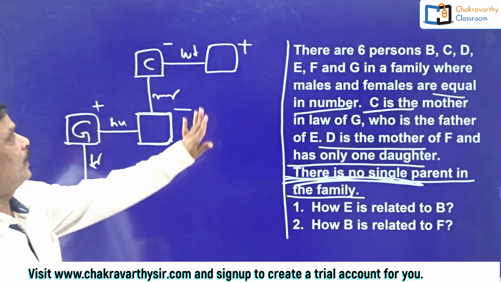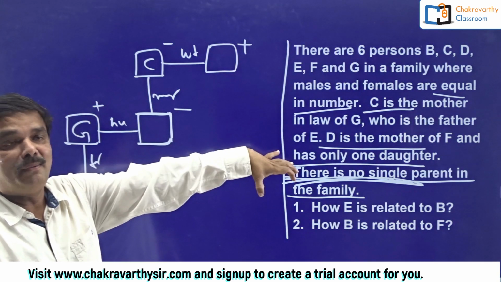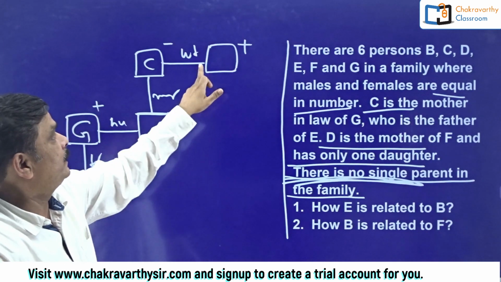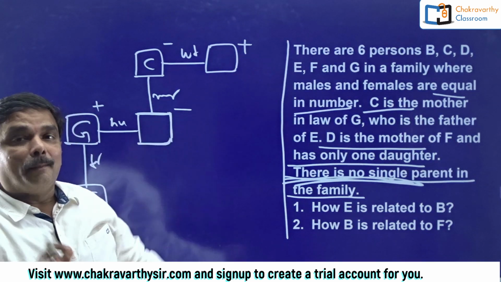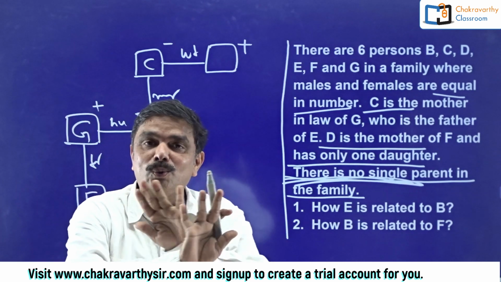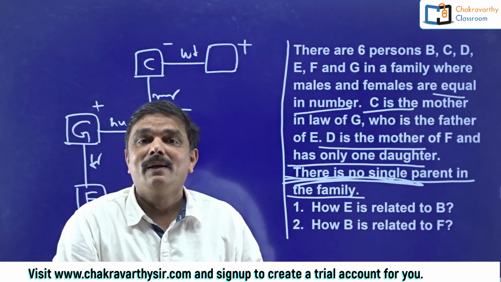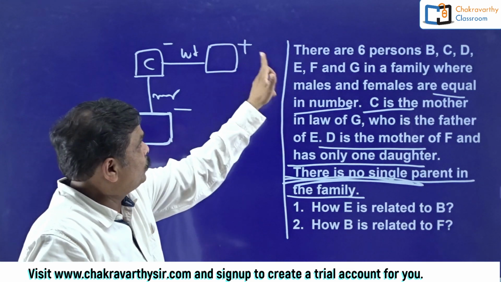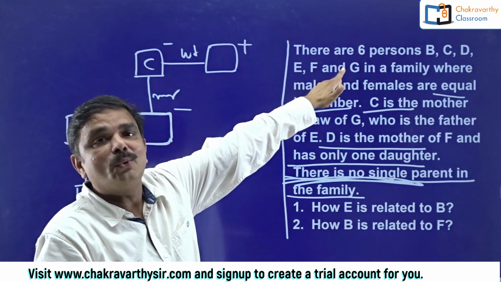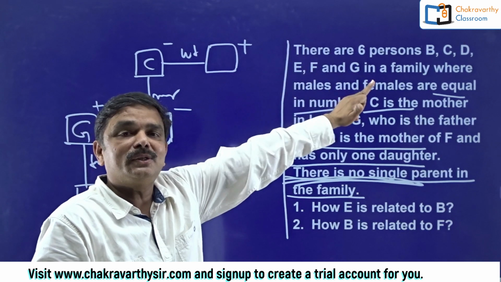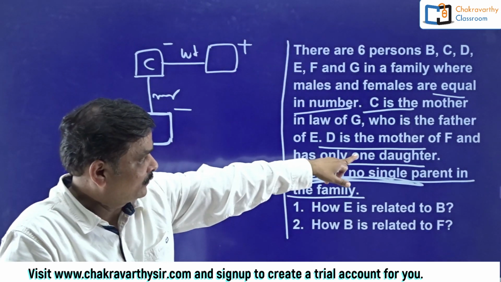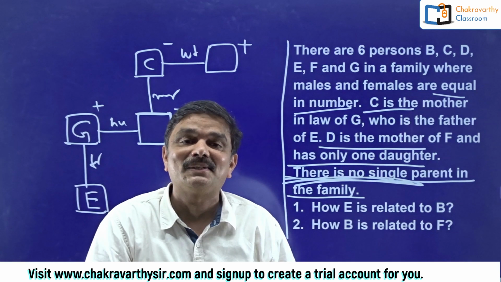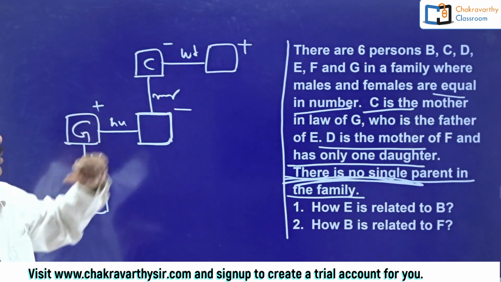Simple one. If I want to keep D here, D being a female, I cannot keep here. Of course, if I want to place D as a separate person here, but clearly they have given there is no single parent in the family. If I keep D here and D is mother of somebody, I should show D's husband also here. D's husband and F in the below generation, but that will be more than 6. So I cannot keep D on the top generation.